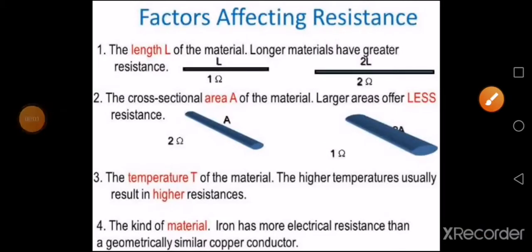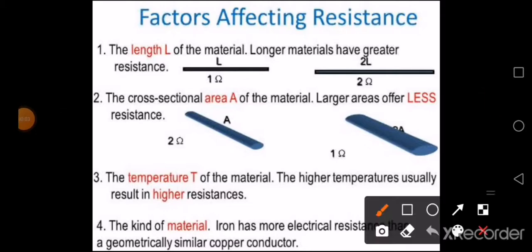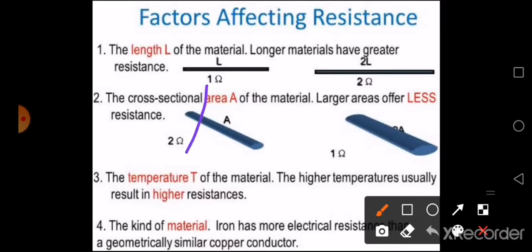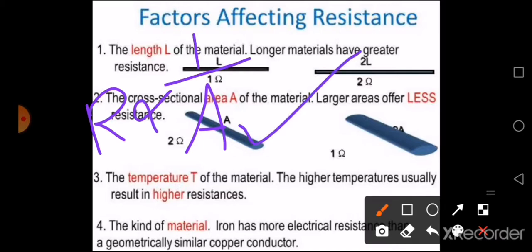Now let us come to the factors affecting resistance. First one is the length of the material. Length is directly proportional to resistance of a wire. Okay, which means that higher the length, higher will be the resistance. Second one you are having is area of cross section. Okay, so resistance is inversely proportional to area of cross section. That is, one which is having higher area of cross section will have less resistance, and one which is having less area of cross section will have higher resistance.